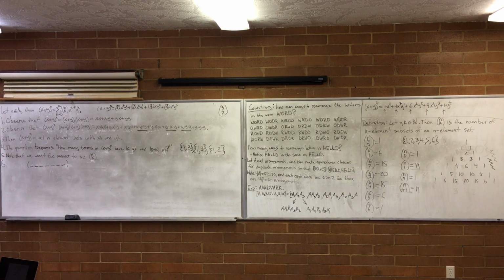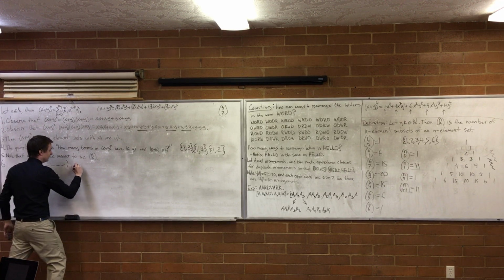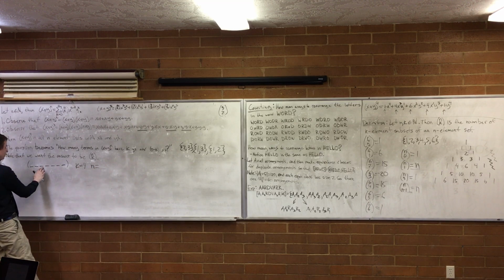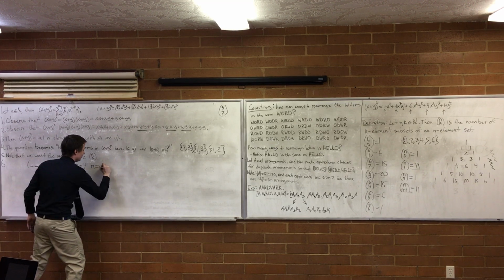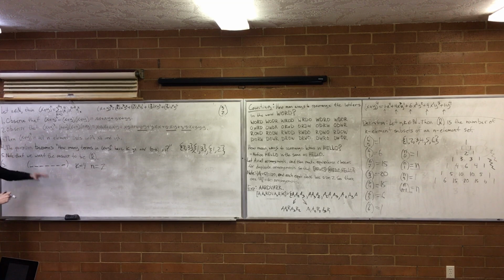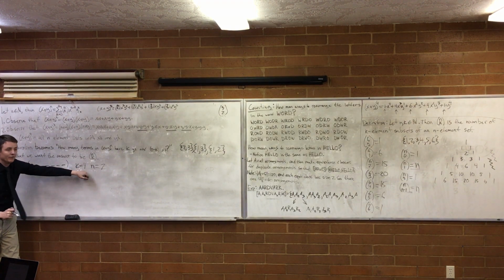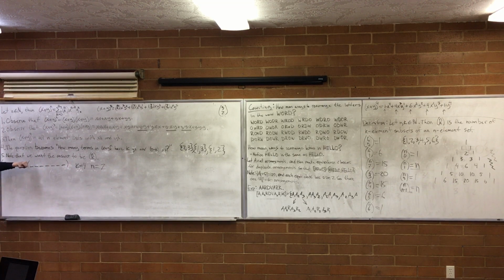So give me some k for y, real quick. 4. So let's say that k equals 4. We're saying that n equals, in this case, 7, and so n minus k is 3. So let's say we're trying to count all the lists of x's and y's that have exactly 4 y's in them, and then 3 x's, right?